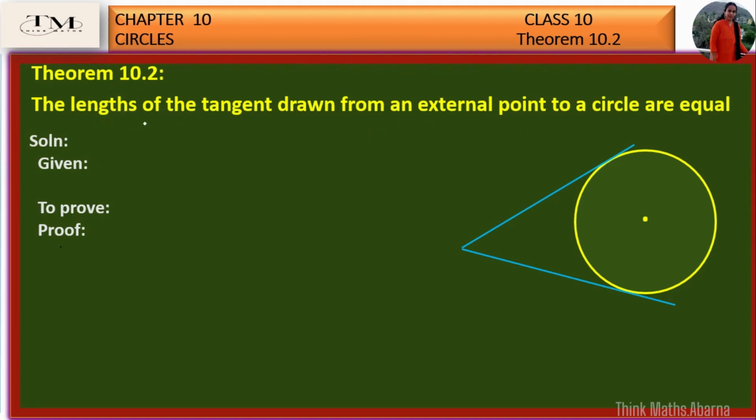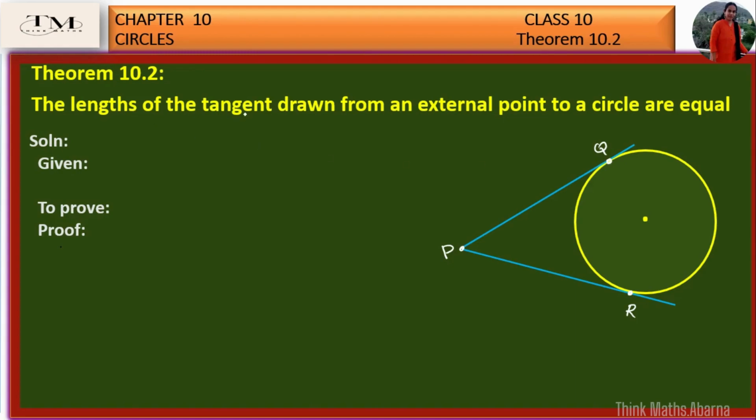So, if there is an external point P, from the external point to the point of contact. This Q is the point of contact. Another point of contact is R. So, PQ is the length. Length is nothing but the distance from the point of contact to the external point. So, this distance PQ is called the length of the tangent.